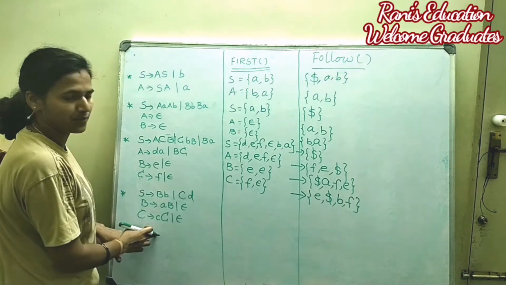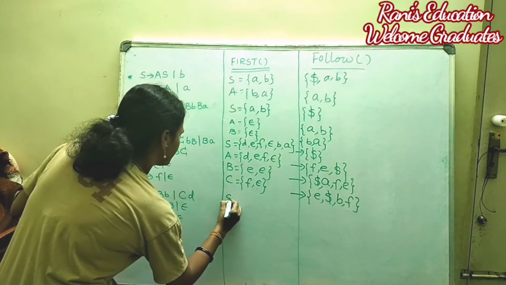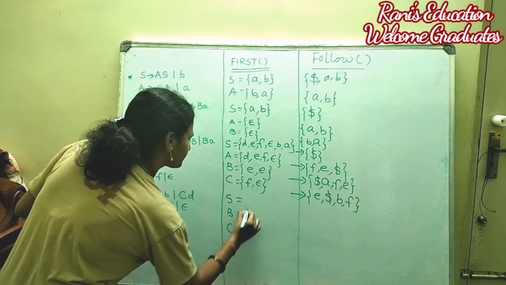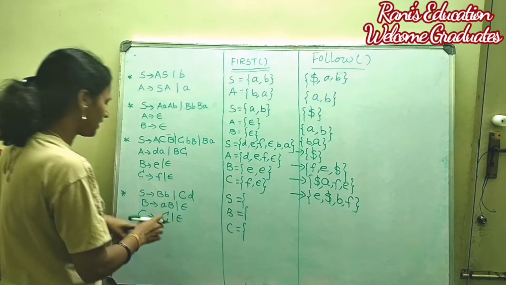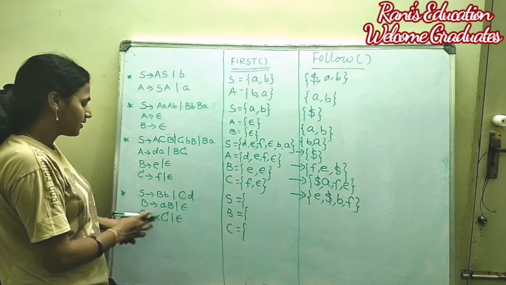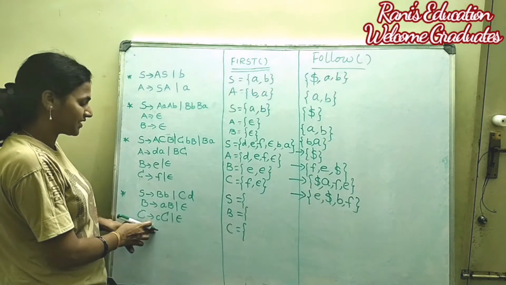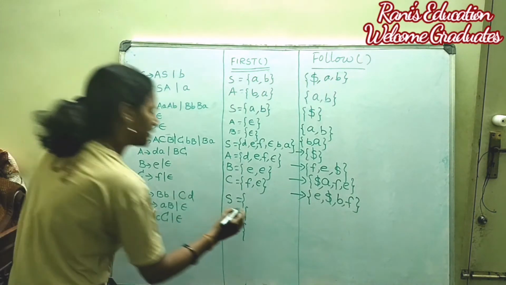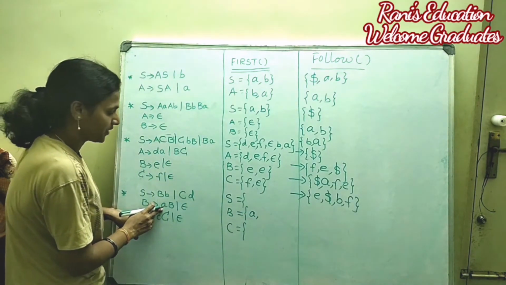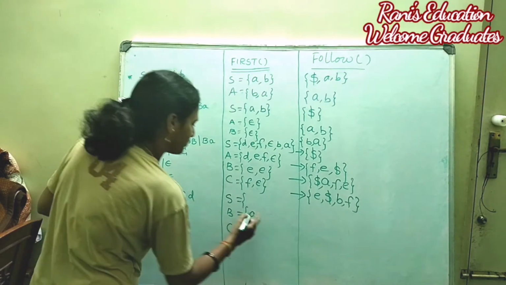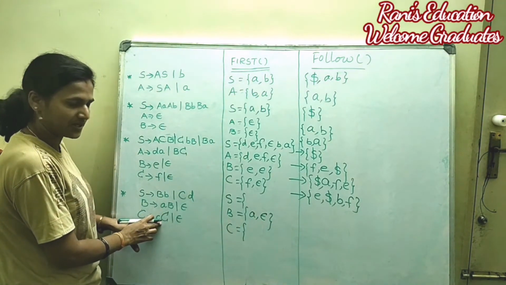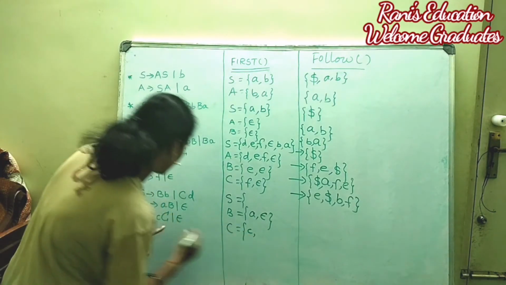Let's take one more example here. What are the first function and follow function for this? Here also we can observe two productions have epsilon. So for that we compute the first function. For B we get A, because the RHS starts with the terminal A, so I consider that, and one more is epsilon. Go for C. Here the RHS starts with the terminal c, and epsilon.